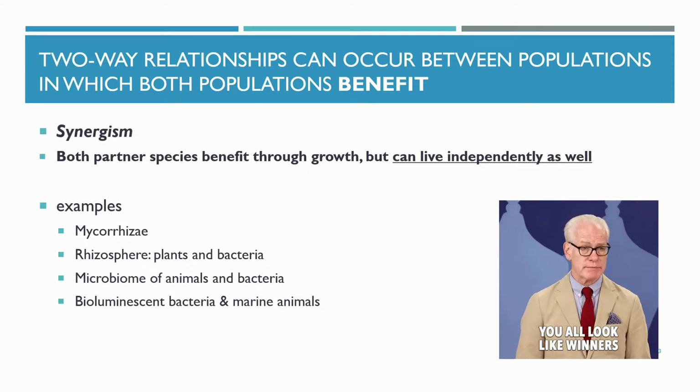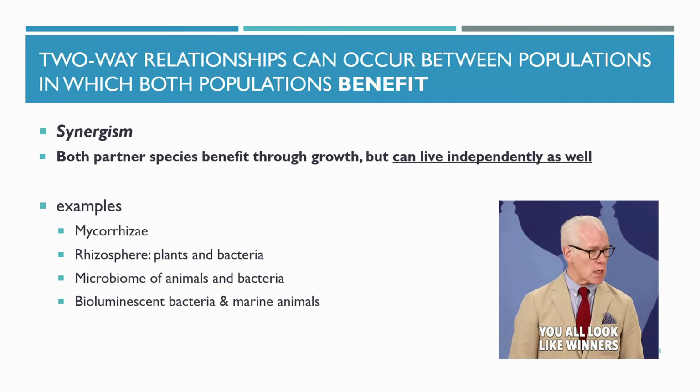Synergism is similar in that it also occurs between populations in which both populations are benefiting, but they can live independently as well. So in the lichen example, they can't live independently, but you can in synergism. A good example of this, which I have talked about previously, is the mycorrhizal relationship, which I'll refresh your memory on in the next slide. Basically it is a boost or a bonus if they have each other, but they can live on their own as well.